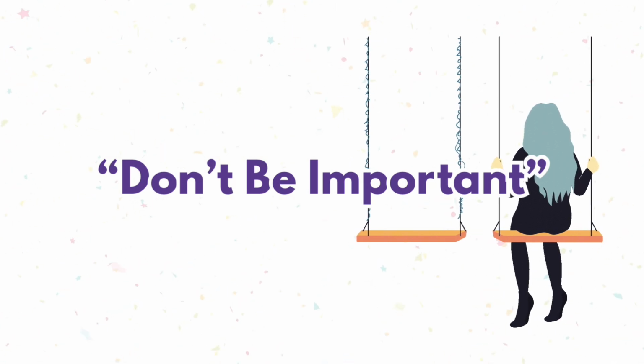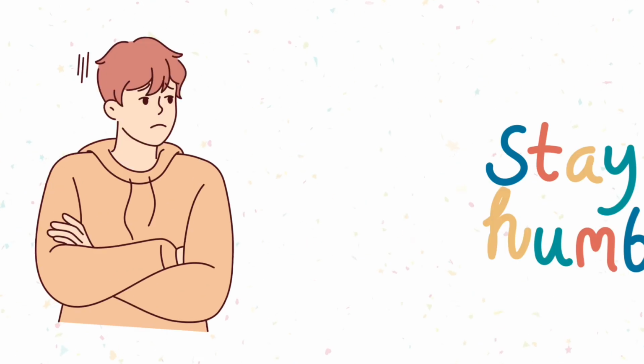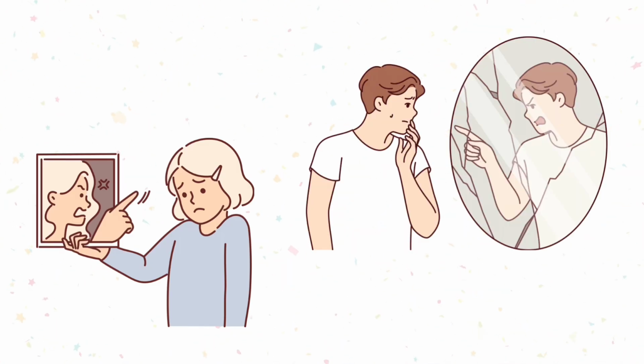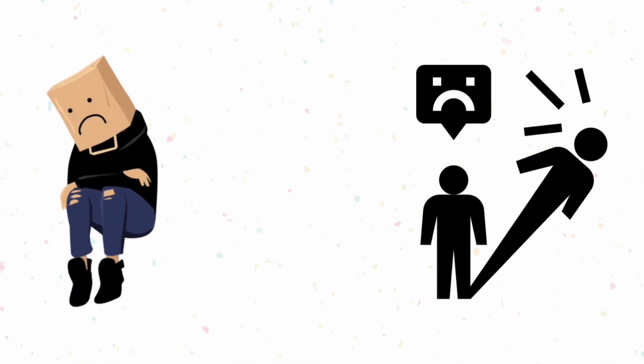Then we have the "don't be important" injunction, and this injunction suggests that the child should not seek attention or recognition and should just stay in the background. It's often communicated in families where the parent feels threatened by the child's potential, or even where modesty is overemphasized. For example, a child who is repeatedly told, "don't brag," might grow up believing that any form of self-promotion is wrong, leading to missed opportunities for advancement in their career.